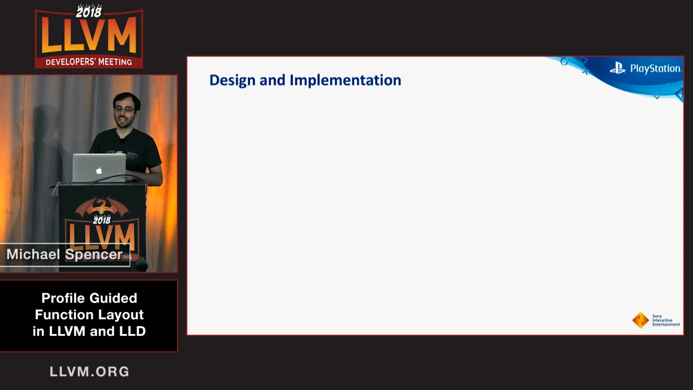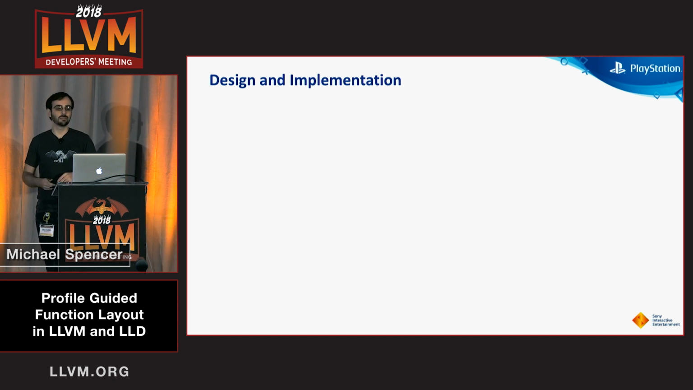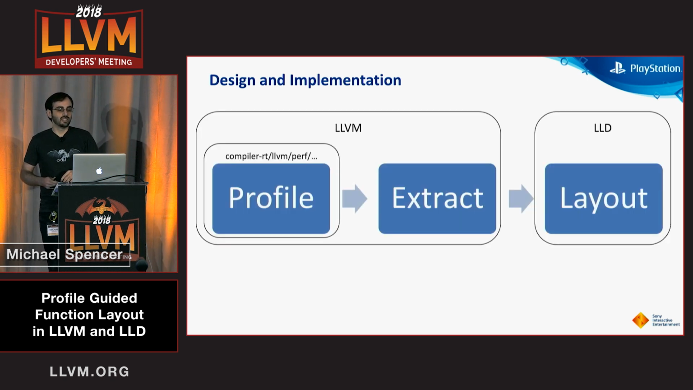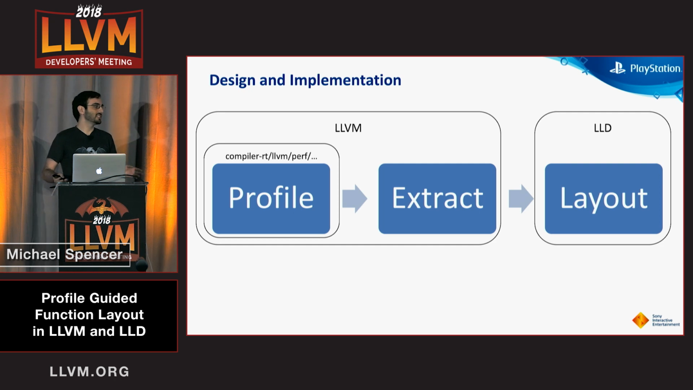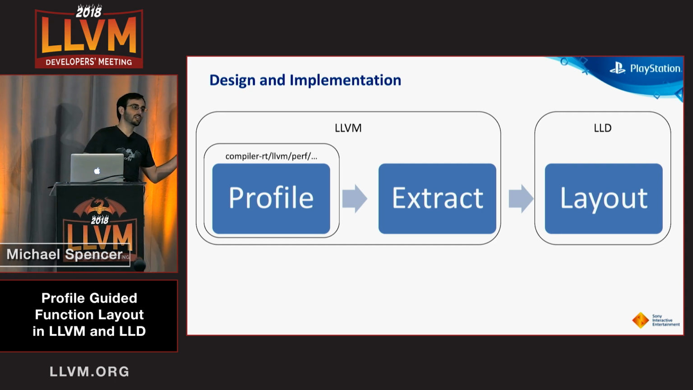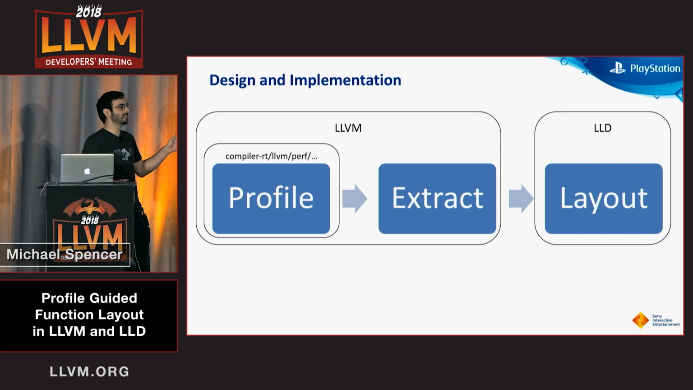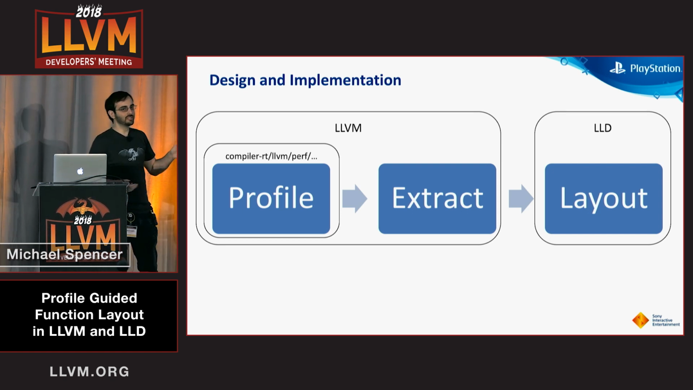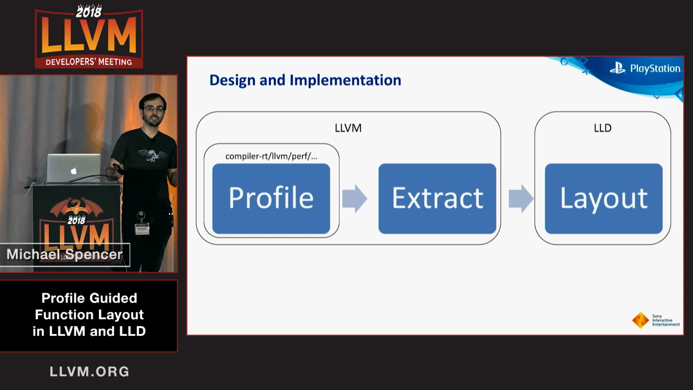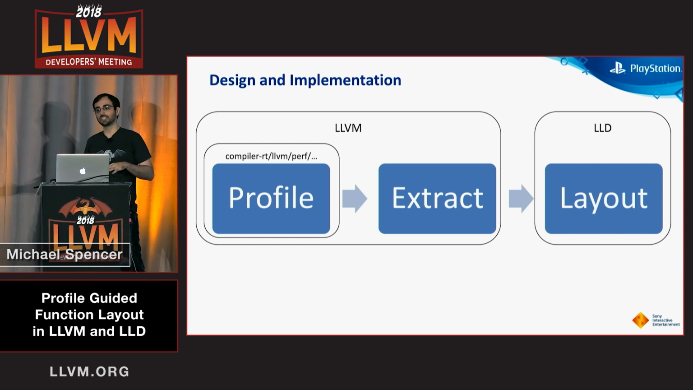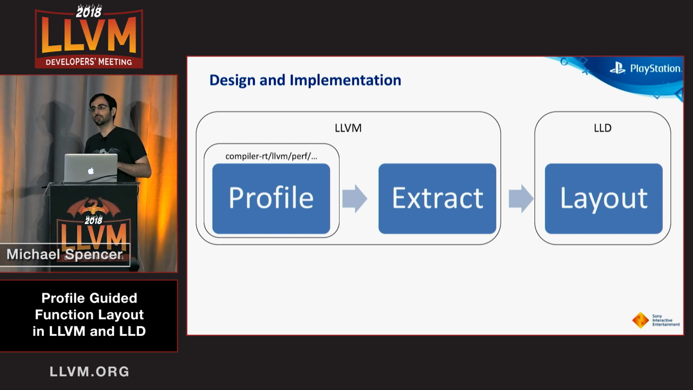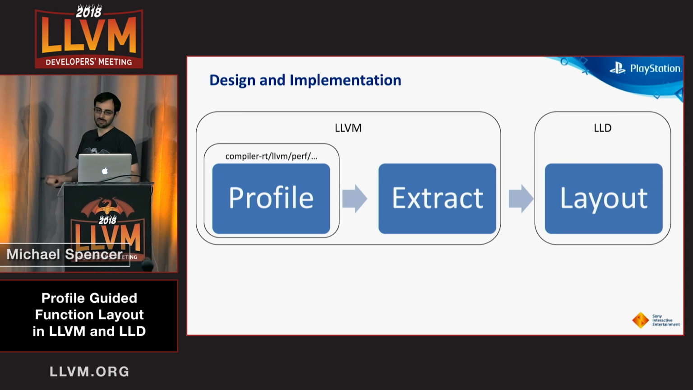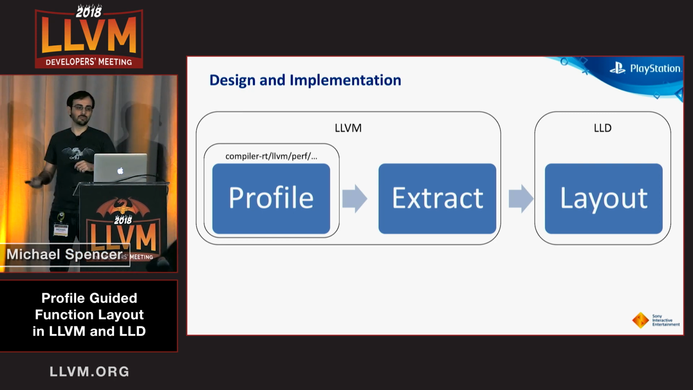So let's take a look at the design and implementation of this infrastructure. There are 3 stages to this. The whole goal is that the linker needs to know what order it should put functions in. It really has no clue what parts of your code call other code. It can look at relocations, which can help a little bit, but it doesn't know which of those edges are hot and which are cold. And so to do that, we need to profile.